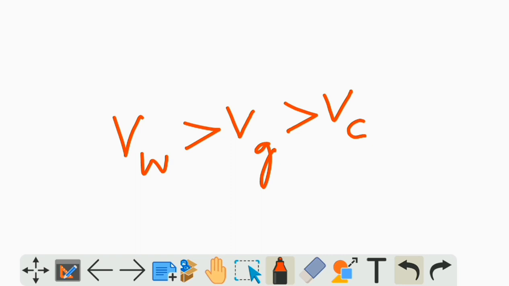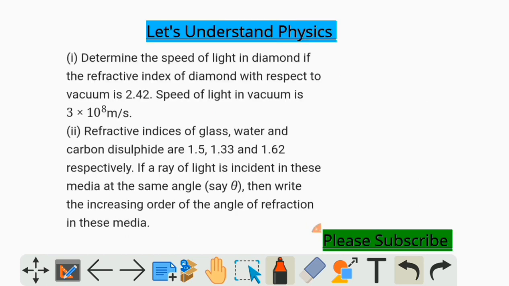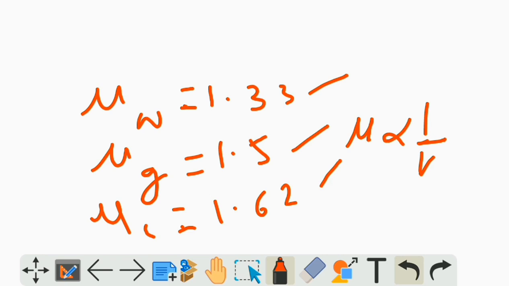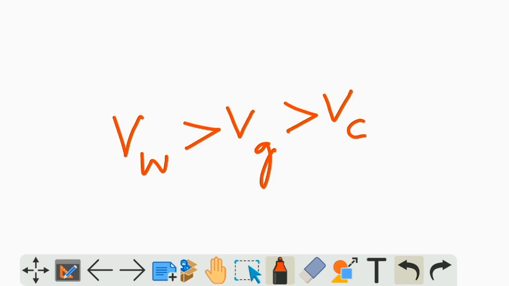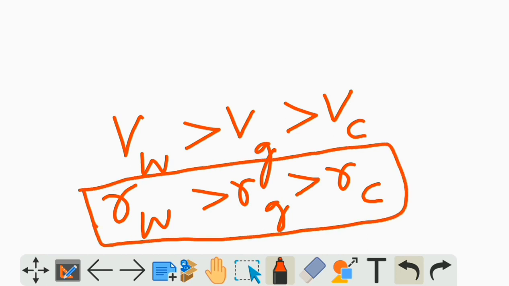Now V and sin r are directly proportional, isn't it? So whichever has V more, sin r also will be more, isn't it? Whichever has more V, sin r also will be more, so that r also will be more. So r water is greater than r glass is greater than r C. Understood? So this is the angles value you have to write. I hope everybody understood this.